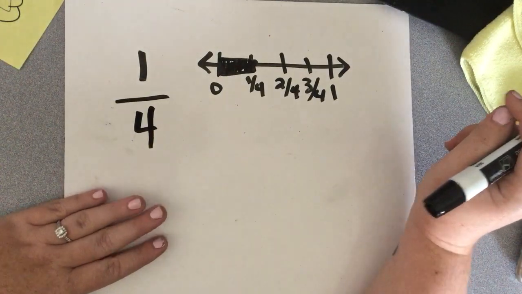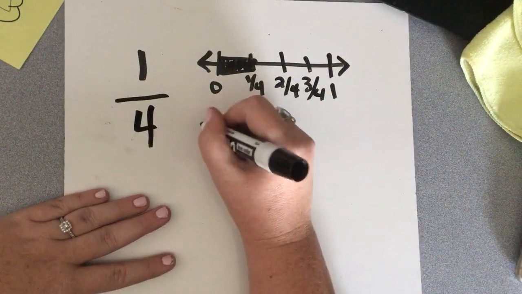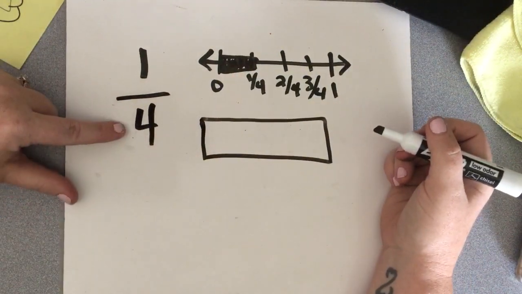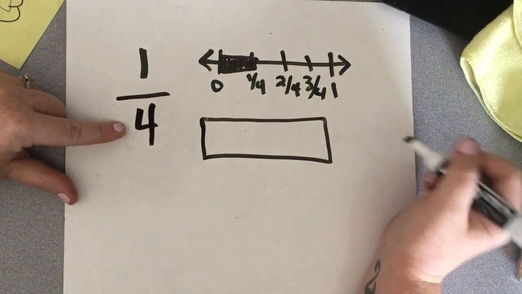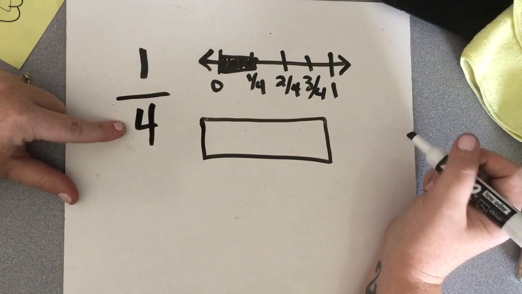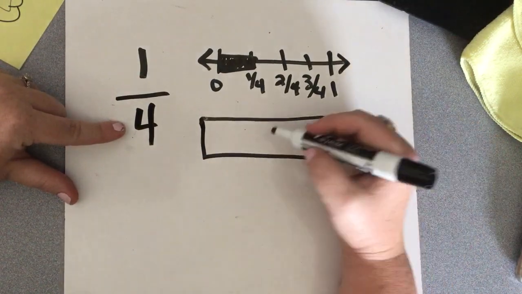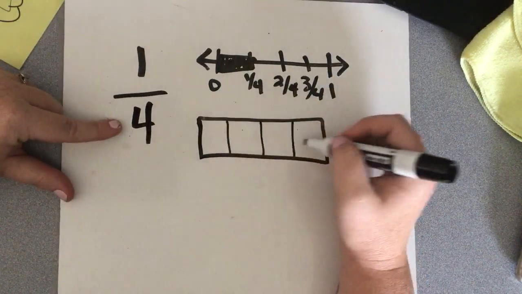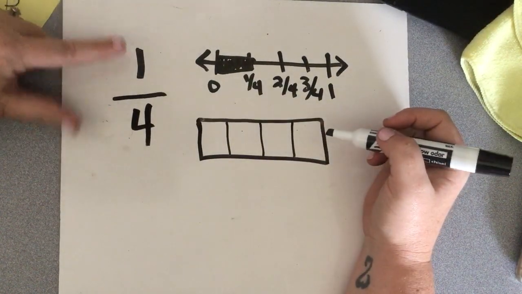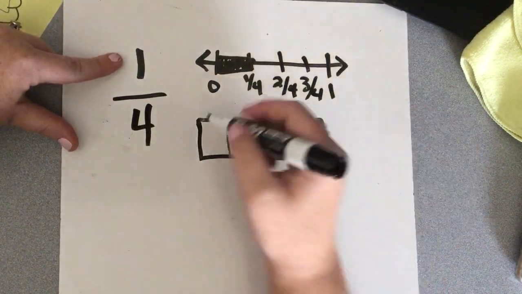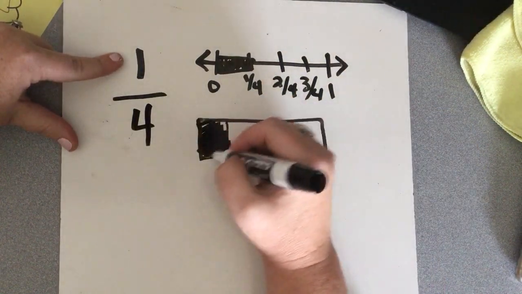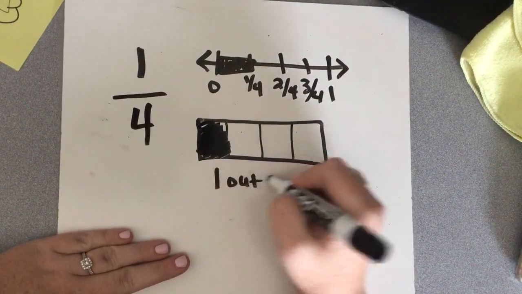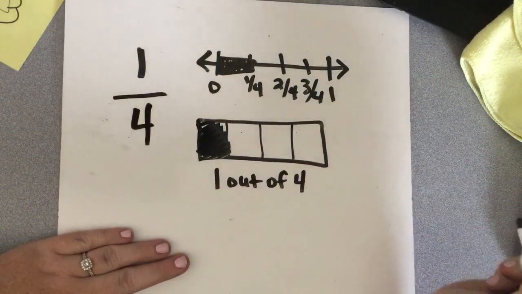And then to do the strip diagram, you're going to take a fraction bar, and your denominator, which in our case is 4, tells us how many pieces to cut the strip diagram into. So I'm going to cut it into 4 pieces, and they need to go vertical so they look like this. They're side by side. And then the numerator, which is 1, tells us how many to shade. So I've shaded 1 out of 4.